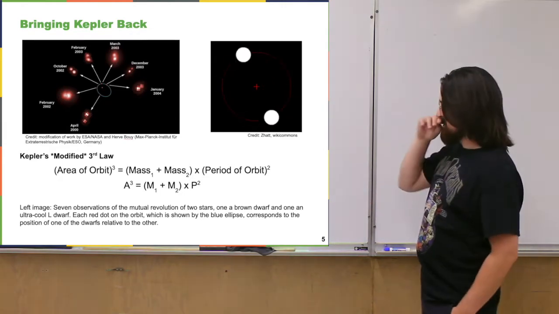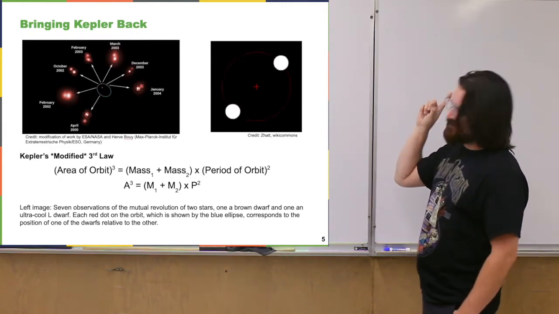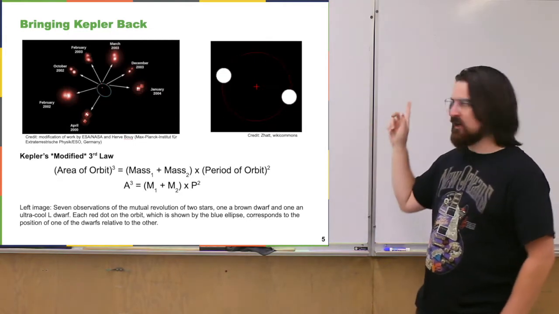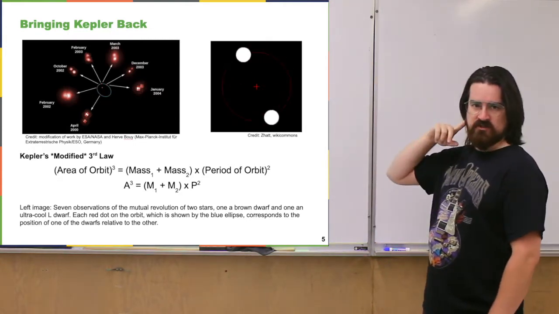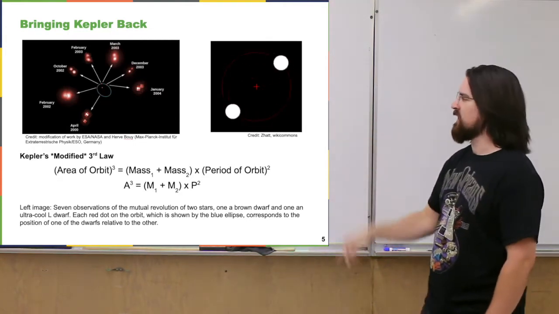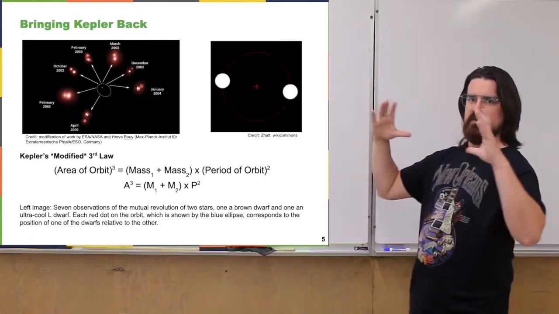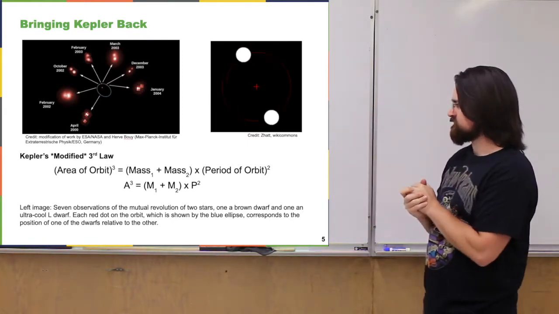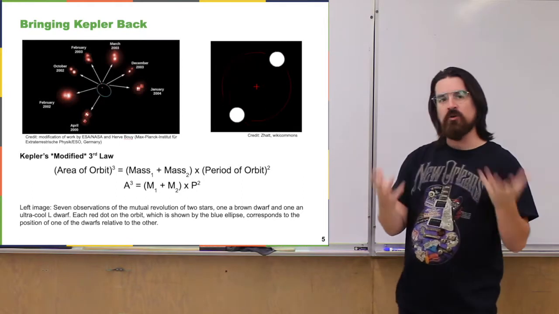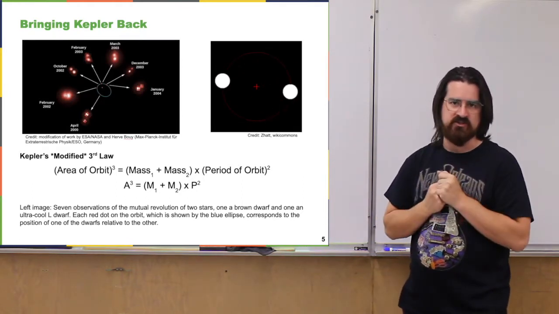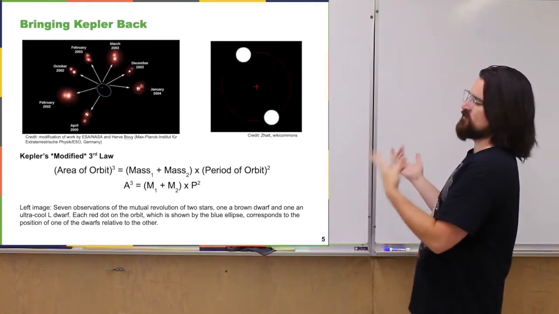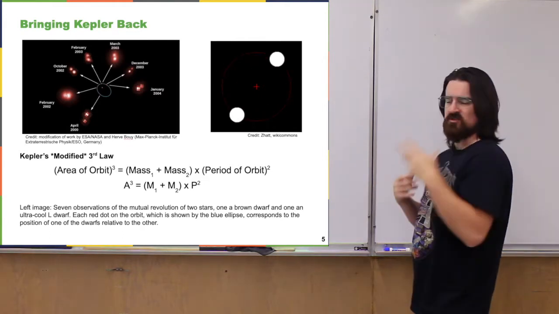So all that said, if we can measure the period of the orbit, how long these stars are taking to go around each other, and we measure the area of the orbit, and how big that orbit is overall, then we can directly get the total mass of that binary star system. Right? It's just that area cubed divided by the period squared. So that's the total masses.